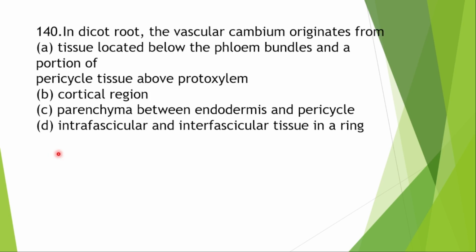Next question, question number 140. In dicot root, the vascular cambium originates from tissue located below the phloem bundle and then portion of the pericycle tissue above the protoxylem. This one is right. Cortical region? No. Parenchyma between the endodermis and pericycle? Interfascicular and intrafascicular tissue in a ring. So here the right option is option A.